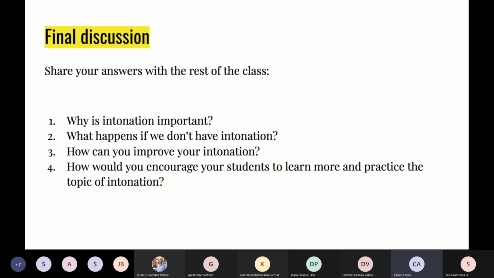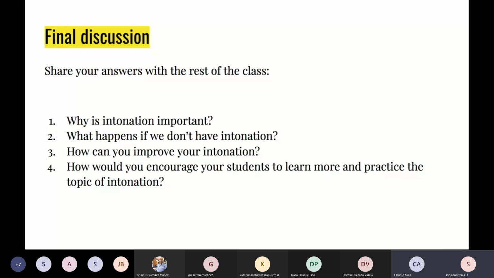Can I go? Can I answer that? Yes, Claudio, please. I would say that intonation is important because you are emphasizing what you are actually trying to say, and not what the person that is hearing you will understand. And it's important to communicate yourself accurately. Okay, thank you very much, Claudio, to emphasize what you're trying to say and to communicate yourself accurately, right?